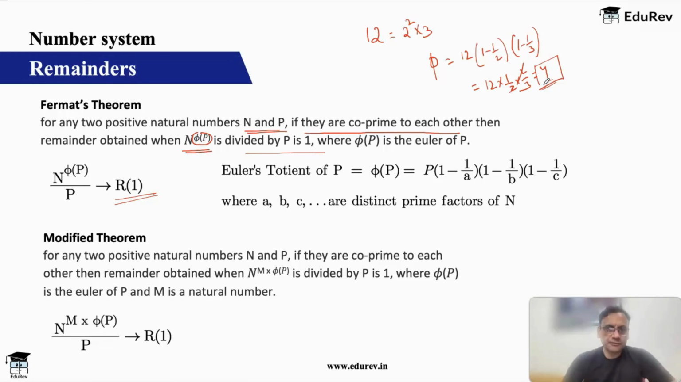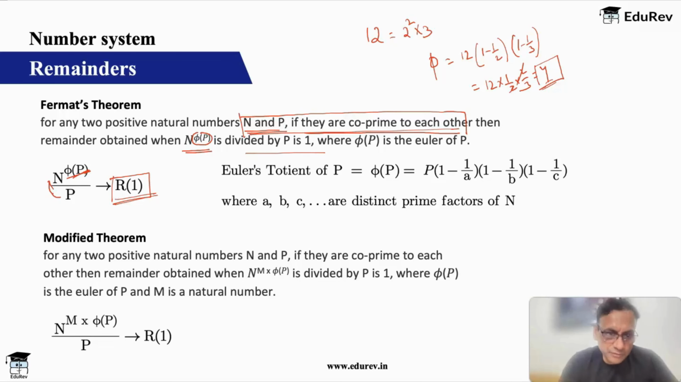So understand the composition, very important. n and p should be co-prime to each other. That is the first part. Remaining we can solve, but n and p have to be co-prime to each other. Then, with the power being the Euler's totient of p, the remainder is 1. As simple as that.